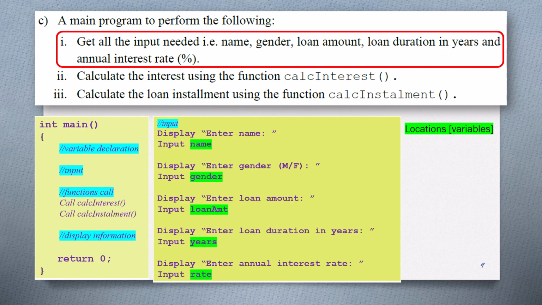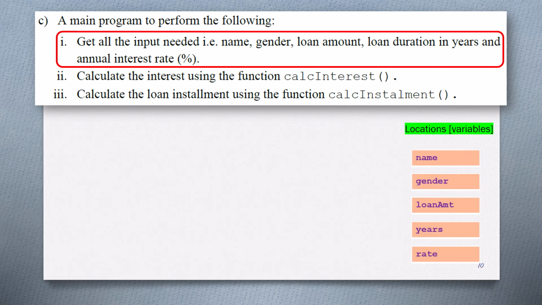So when you convert into another view, just now prompt the user to enter name, and then here we refine the statement so it becomes much clearer. Like display enter name, input name. And the ones that I highlighted in green are the locations, right? Name, gender, loan amount, years, and rate.